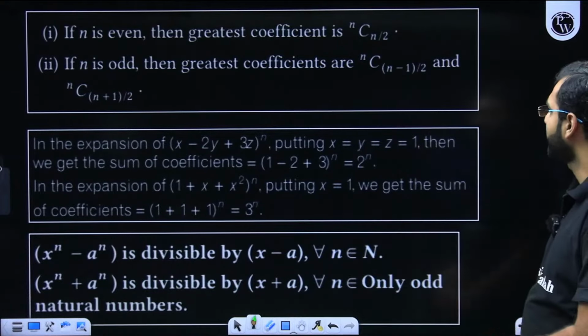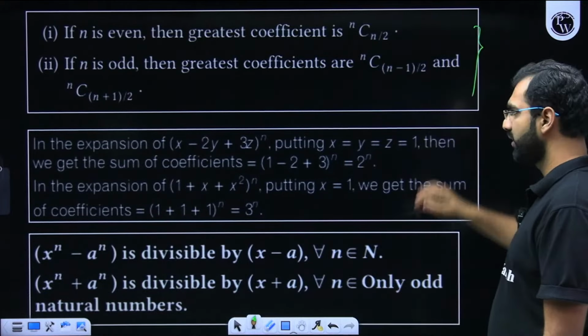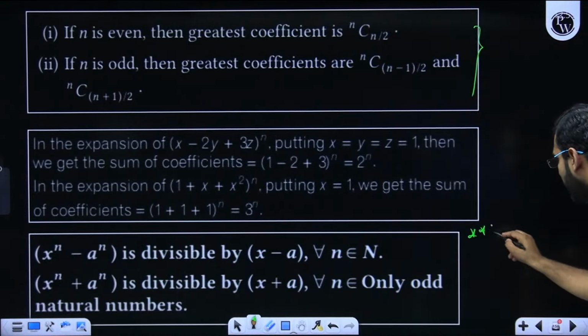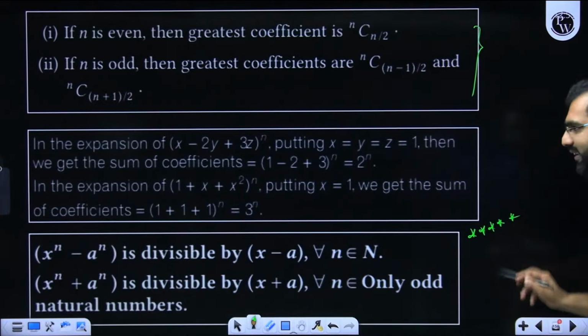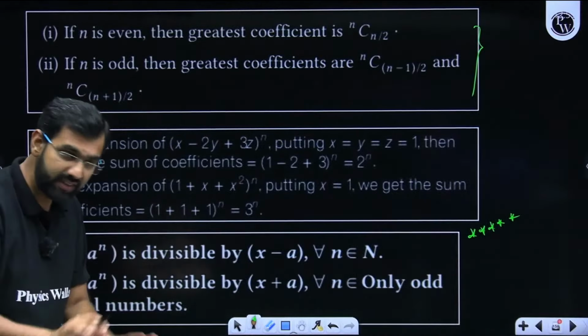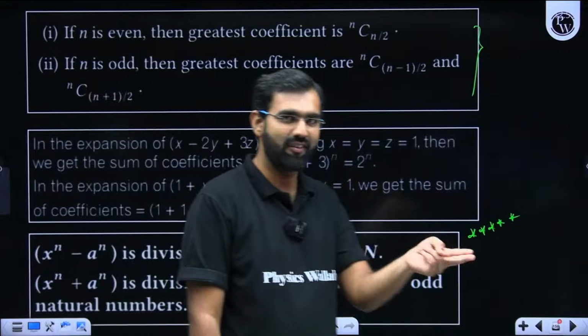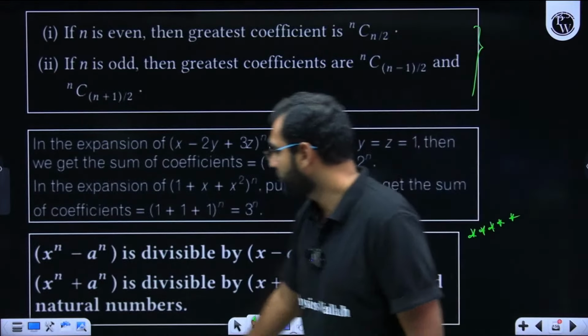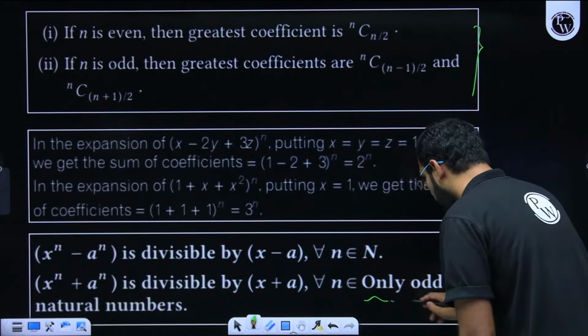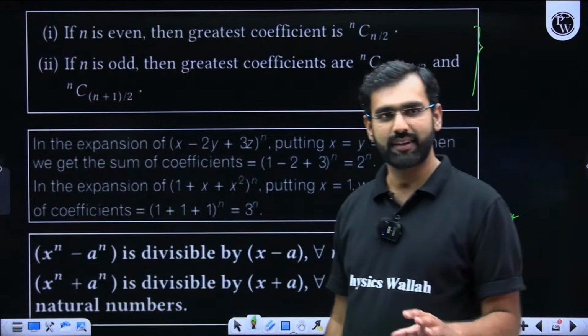Now here we have discussed this part. I think the greatest coefficient, we have already discussed this part. This is something you got to remember, as we have already discussed it while we were discussing calculus, that x to the power n minus a to the power n is always divisible by x minus a, whether n is even or odd. Doesn't matter. But x to the power n plus a to the power n is divisible by x plus a only when n is an odd number.